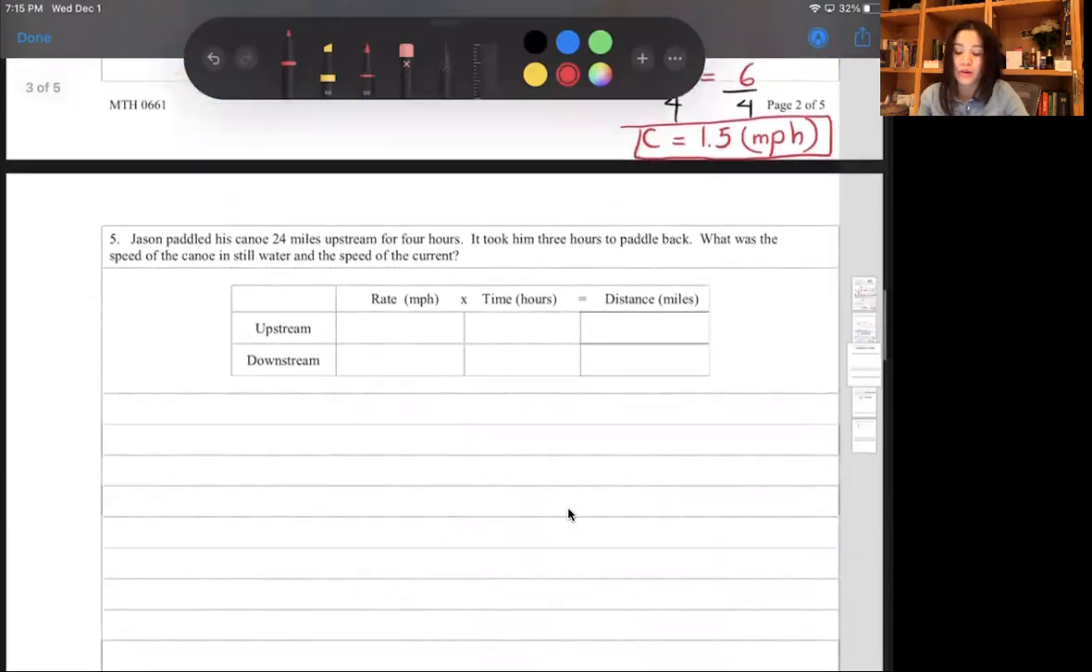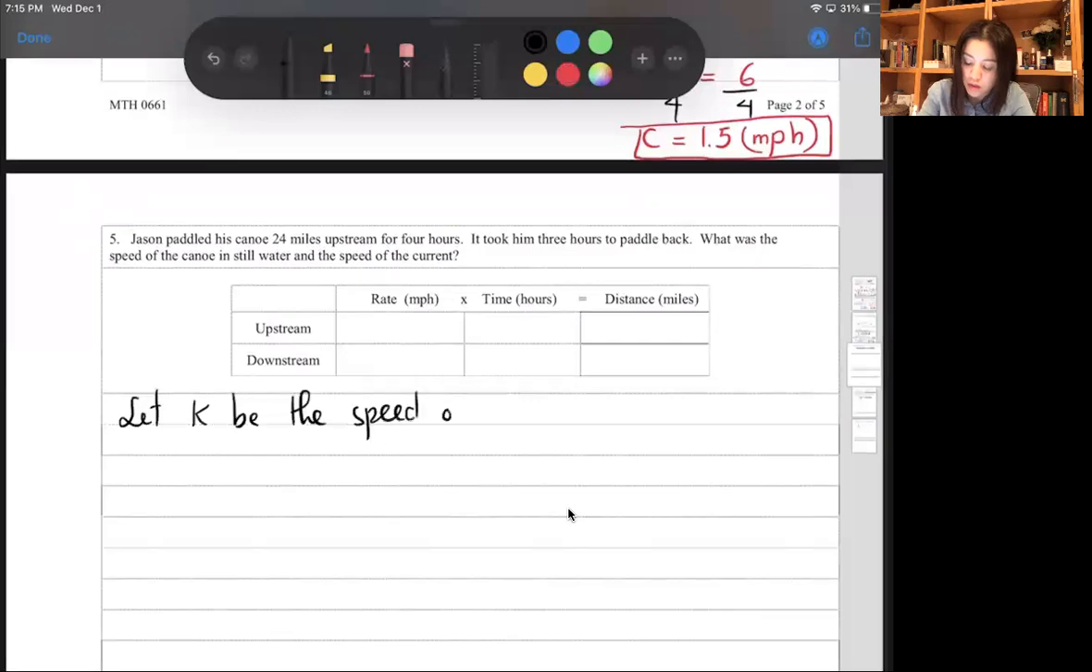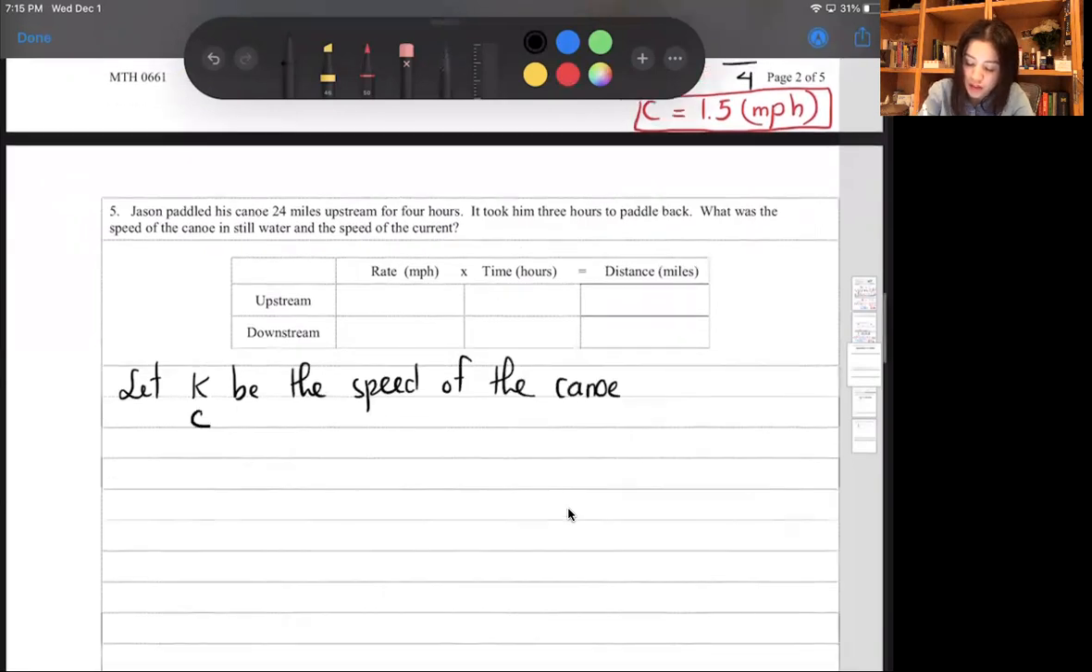Number 5, Jason paddled his canoe 24 miles upstream for 4 hours. It took him 3 hours to paddle back. What was the speed of the canoe in still water and the speed of the current? So again, they're asking for the speed of the canoe and the speed of the current. So I'm gonna say, let C, no, canoe, I wanna say K. Let K be the speed of the canoe. And then C be the speed of the current. The unit is miles per hour.